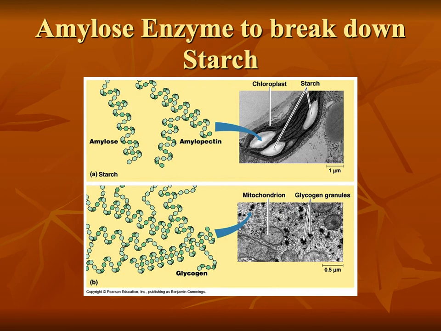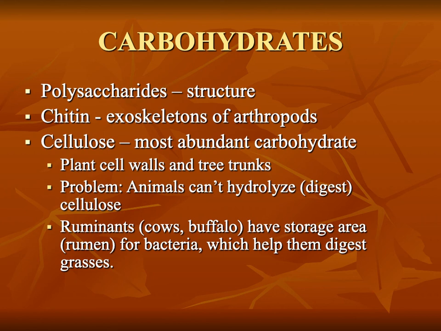Amylase enzymes are needed to break down the starch. We have an enzyme that breaks this down, but we do not have an enzyme to break down cellulose. Polysaccharide structure: chitin is the exoskeleton of arthropods. Cellulose is the most abundant carbohydrate in plants. Animals can't break down cellulose. Cows, buffalo, and so on have large rumens where bacteria help them break this down. Animals that eat plants have a hard time getting the energy from the plants, but they've figured out ways to do that.